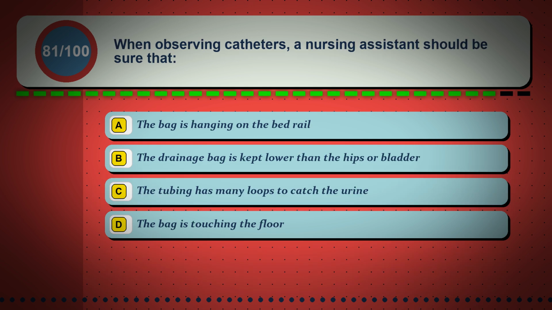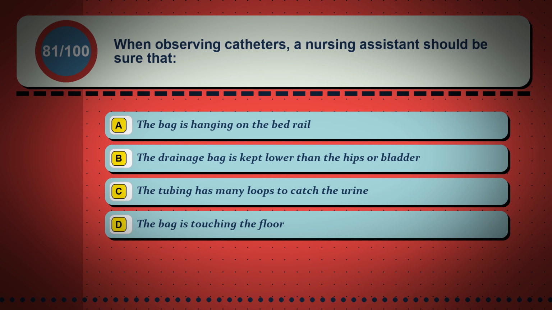Question 81. When observing catheters, a nursing assistant should be sure that: Option A, the bag is hanging on the bed rail. Option B, the drainage bag is kept lower than the hips or bladder. Option C, the tubing has many loops to catch the urine. Option D, the bag is touching the floor.